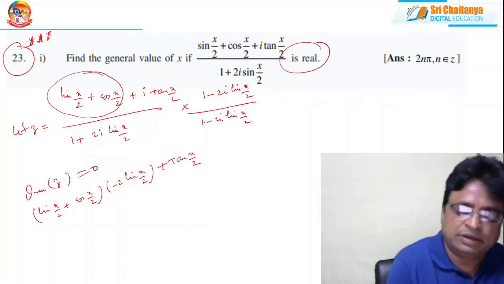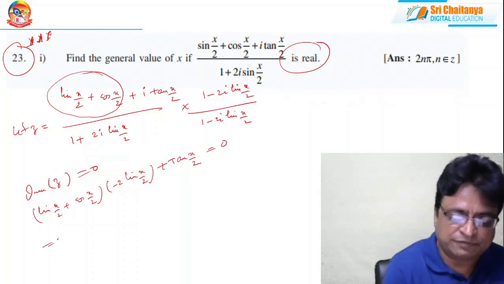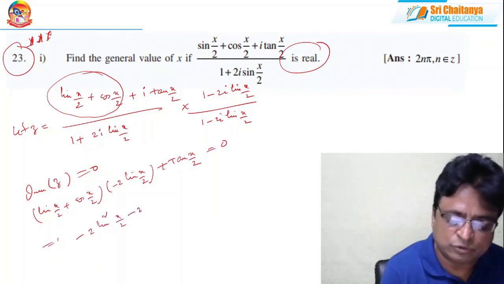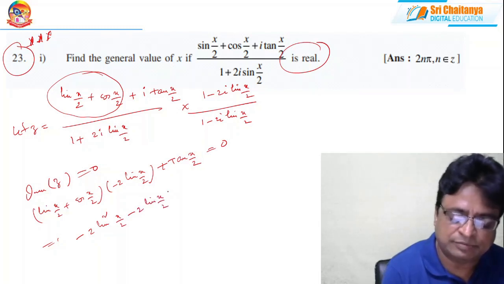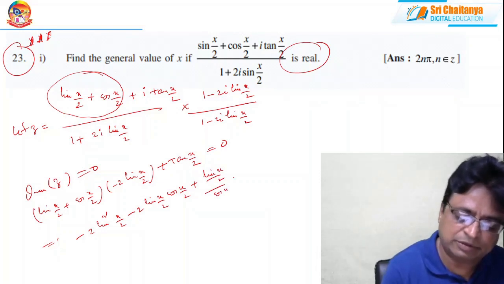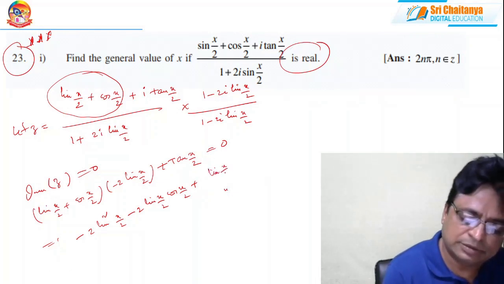Of course, anyhow the denominator after cross multiplying becomes 0, so equal to 0. So after simplification, this again I can write as minus 2 sin square x by 2 minus 2 sin x by 2 cos x by 2 plus, this is what? Sin x by 2 by cos x by 2, or tan x by 2, equal to 0, or plus tan x by 2, that is sin x by 2 by cos x by 2 equal to 0.